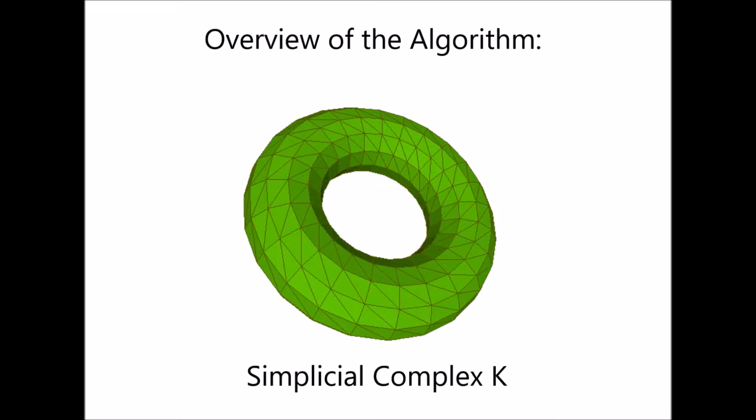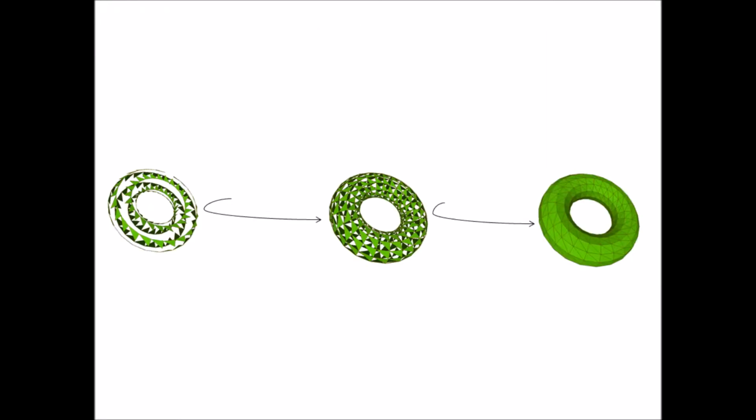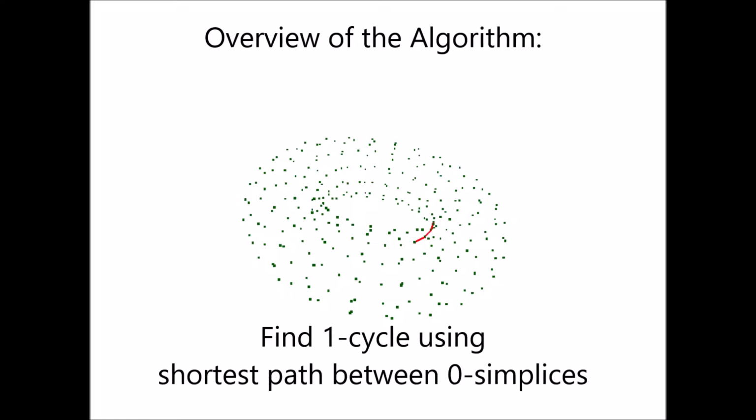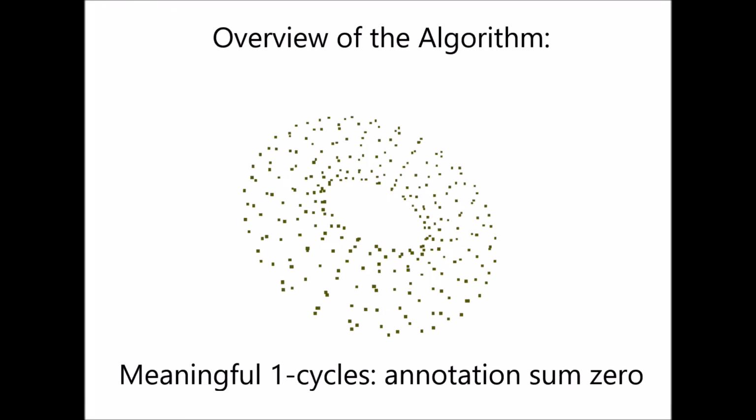Given a simplicial complex K, and a filtration K0 through Km, if a simplex is positive, we find a one-cycle containing the simplex. This can be computed by Dijkstra's algorithm applied to the one skeleton of Ki-1. If the simplex is negative, we find a set of one-cycles whose annotation sum is 0. These one-cycles are the meaningful representative cycles in our software.